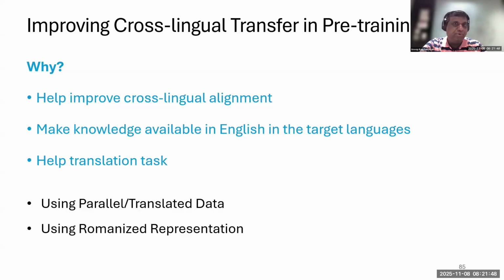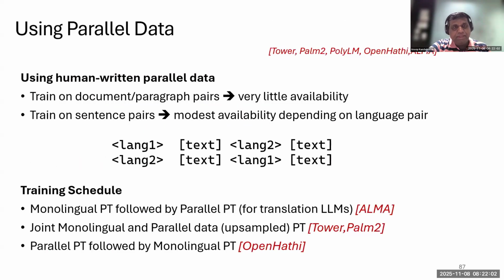So, we can do a few things during CPT at this stage. There are broadly two directions. One, using parallel data or translated data, and two, using Romanized data. So we'll go over these one by one.